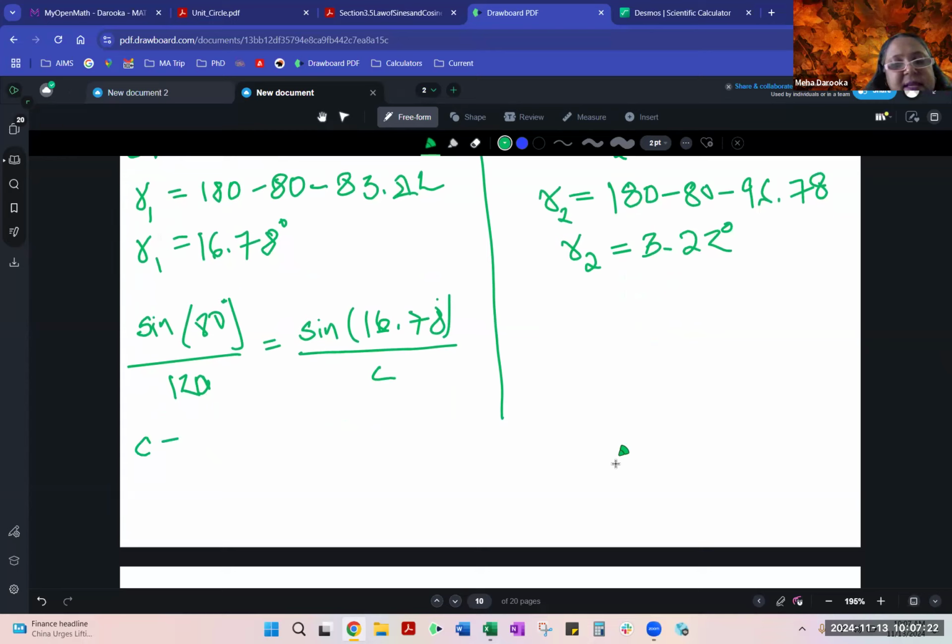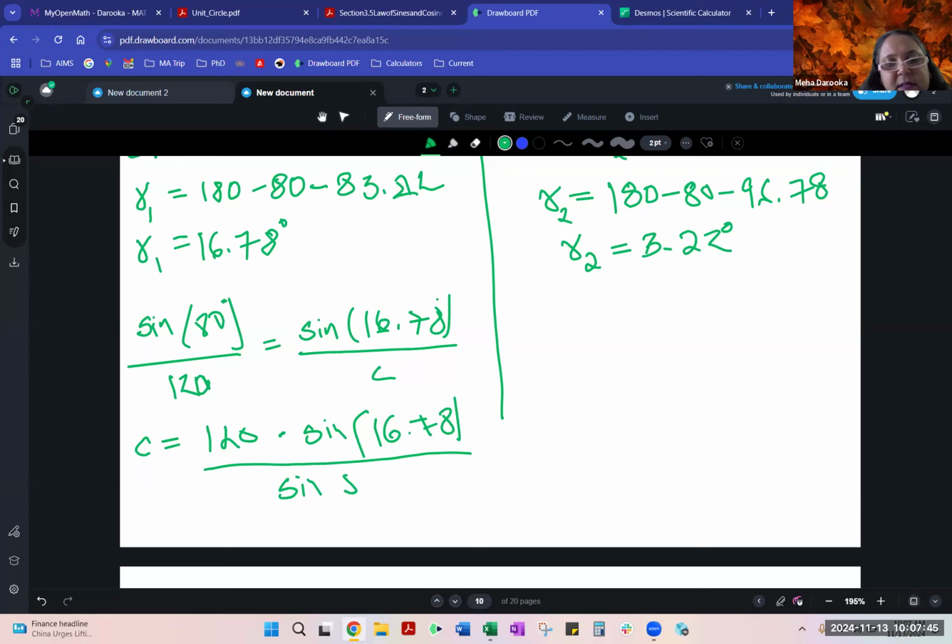So to get C by itself, you would first multiply 120 with sine of 16.78, and then we would be dividing both sides by sine of 80 degrees. While I'm writing this out, go ahead and find out what that side measurement will be. And pretty much we'll be doing the same thing on gamma 2 also.